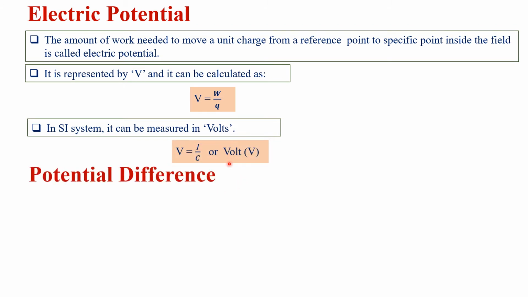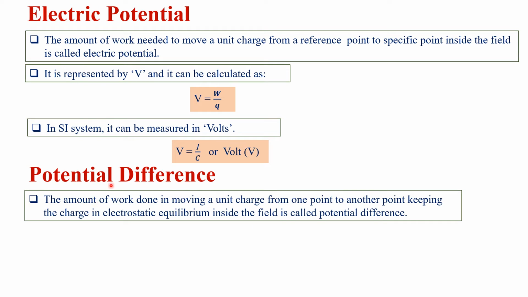Potential difference. It is the same as electric potential. Here we take the difference of two electric potentials to get the potential difference. But the important point here is that electrostatic equilibrium is maintained. According to the definition of potential difference, the amount of work done in moving a unit charge from one point to another point, keeping the charge in electrostatic equilibrium inside the field, is called potential difference.